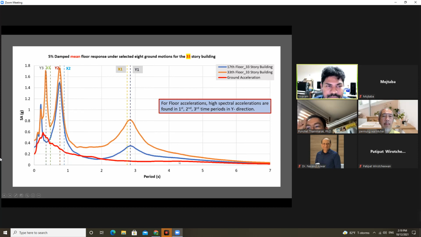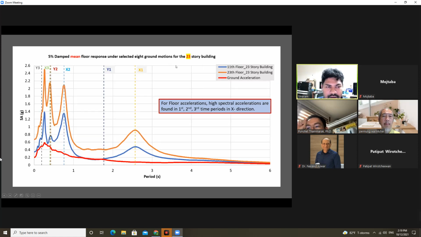The same thing for the 33-story building. We can get higher spectral acceleration in particular modes. Same thing for the 23-story building and 12-story building.